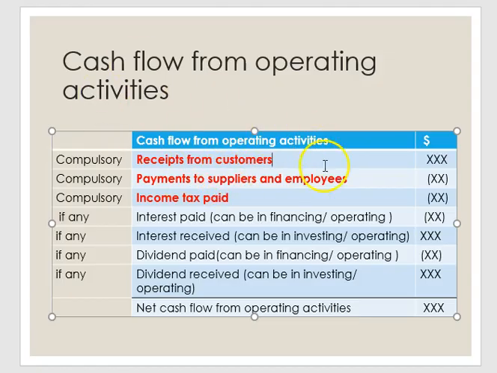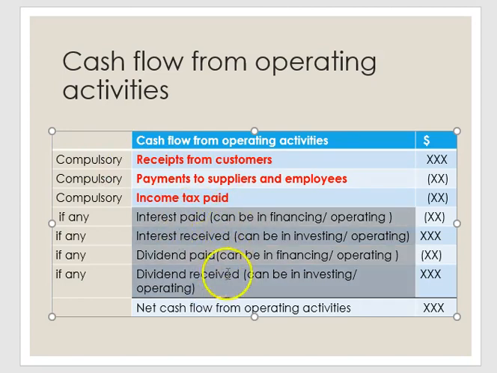Now finally, a summary of what you have learned just now. Under cash flow from operating activities, there are three things that you must have: receipts from customers, number one, payments to suppliers and employees, number two, and number three, income tax paid. These three items are compulsory, and for the rest of it, you have to read the question properly to see whether you have it or not.